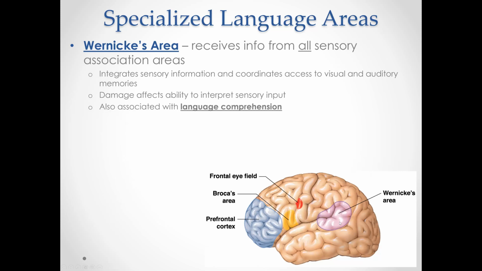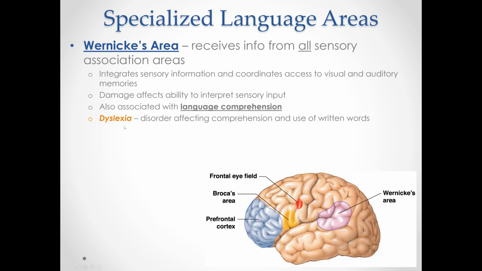There's a specific part of the Wernicke's area that's also associated with your ability to comprehend language. So if that is damaged, then you don't have language comprehension. You don't know what specific words mean, even though you may be able to speak.